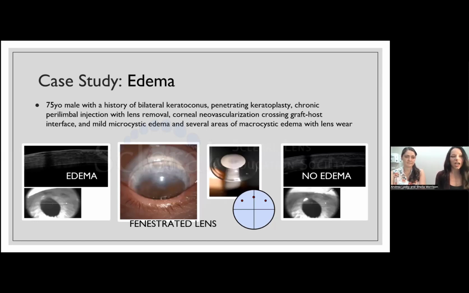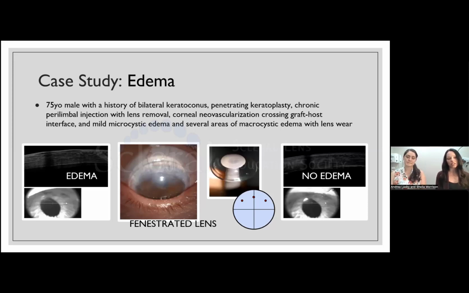Here's a patient that was a 75-year-old male, with a history of bilateral keratoconus and a bunch of other problems. So has had corneal grafts and chronic perilimbal injection. Sometimes if patients aren't getting enough oxygen, they also develop neovascularization of the cornea that can cross in and compromise the graft, and that can be really dangerous for them.